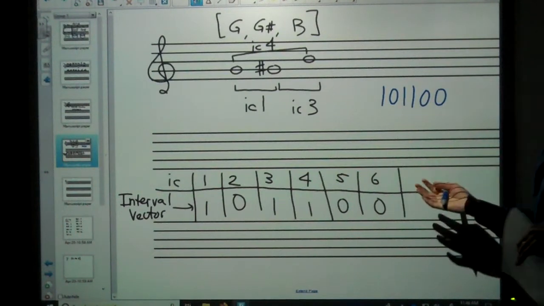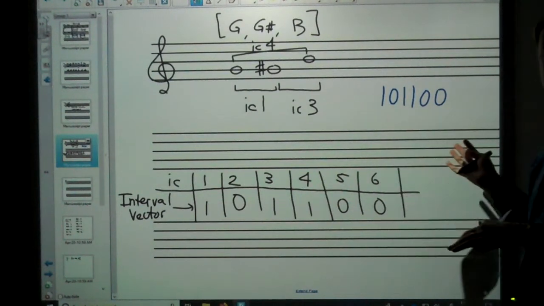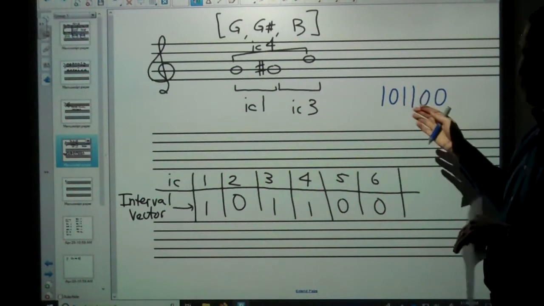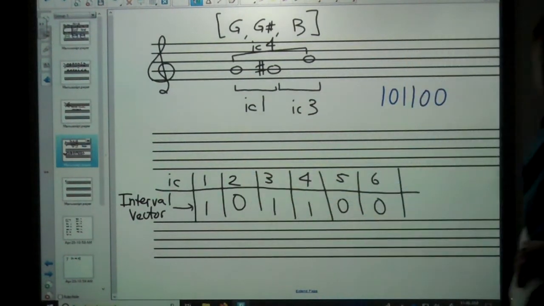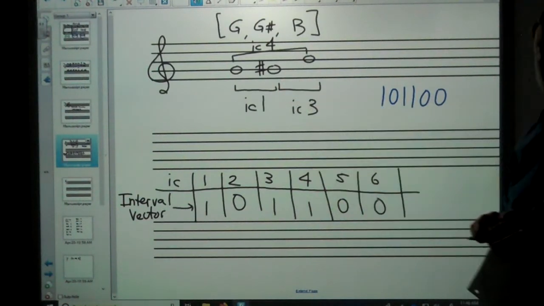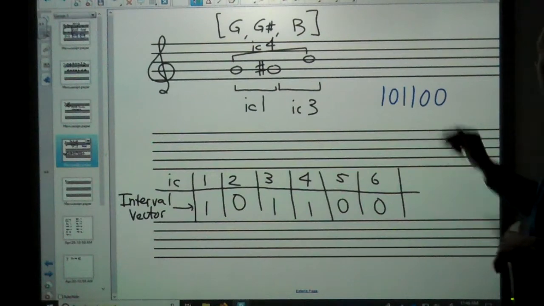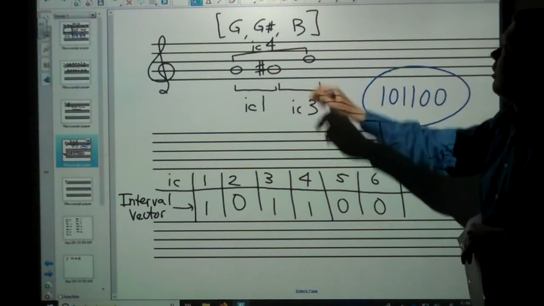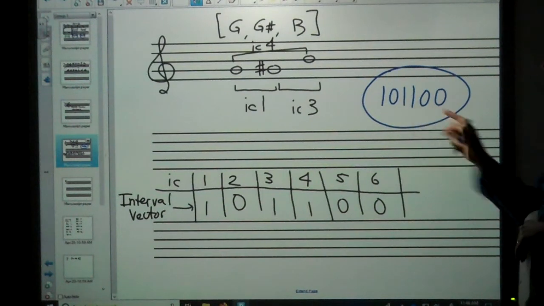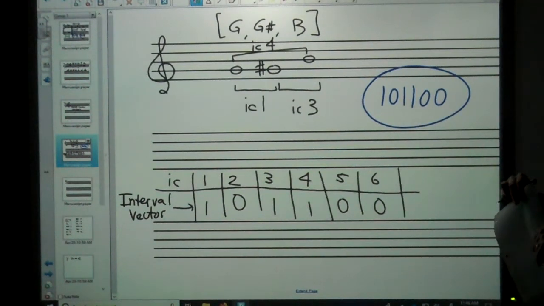So an interval vector is a 6-digit number. It's a string of 6 numbers, and they are just the number of occurrences of each of the 6 interval classes that we find when we go into the pitch class set and look for them. So here is my interval vector for the pitch class set G, G sharp, B. It's 1, 0, 1, 1, 0, 0.